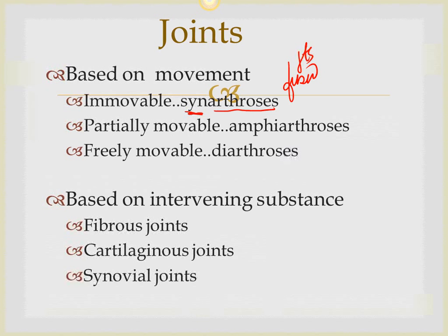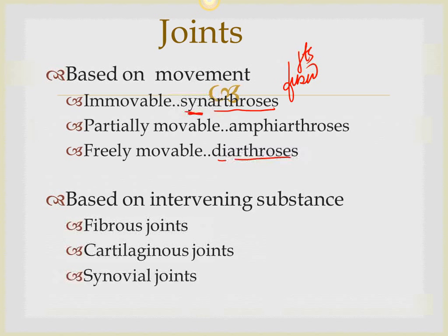Second is a joint which is partially movable. Such a joint is called amphiarthrosis. And third is a freely movable joint. And the way you'll remember that, diarthrosis. Arthrosis again for joint, and I couldn't think of anything better to say. It's like to die for. You're freely movable all over the place. So that's the way you're going to remember, okay? Freely movable, diarthrosis.